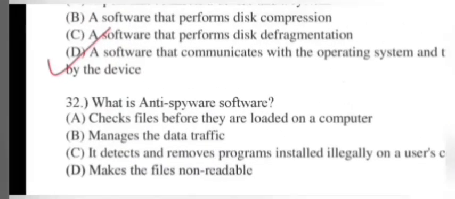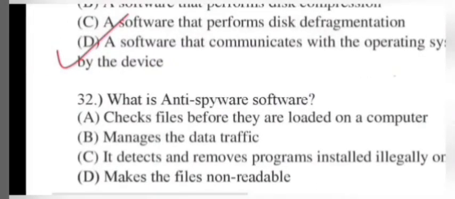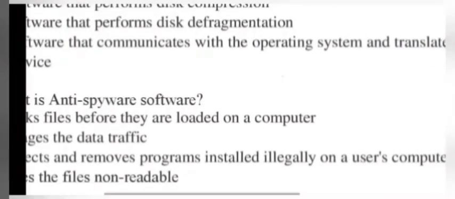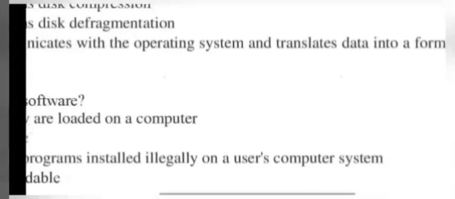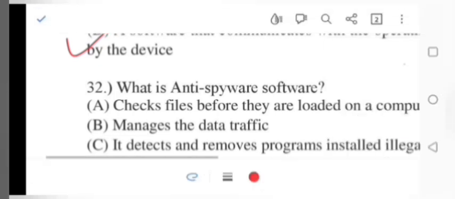Next question, 32. What is anti-spyware software? ABCD. Check files before they are loaded on computer. B, manages the data traffic. C, it detects and removes programs installed illegally on a user's computer system. D, makes the files non-readable. 32 correct option will be check files before they are loaded on a computer.